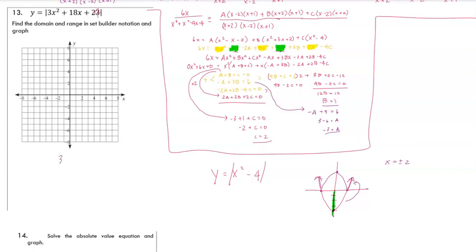Okay. Now, if I need to graph this quadratic, let's go ahead and factor this. Ba-bam. This 24, I could factor out a 3.